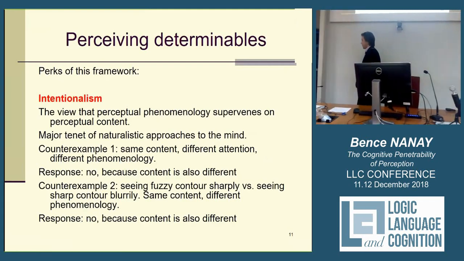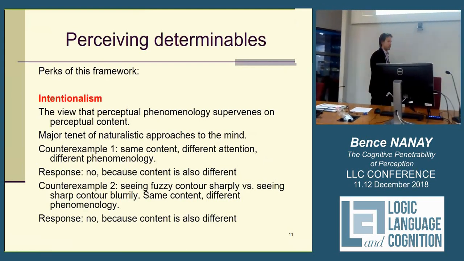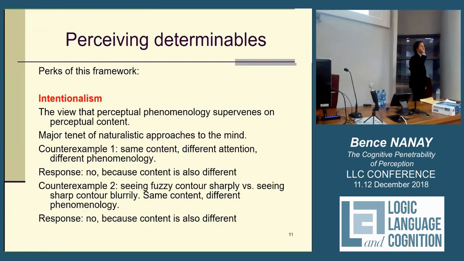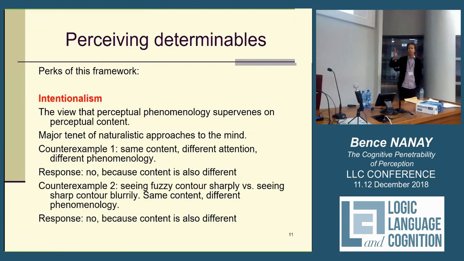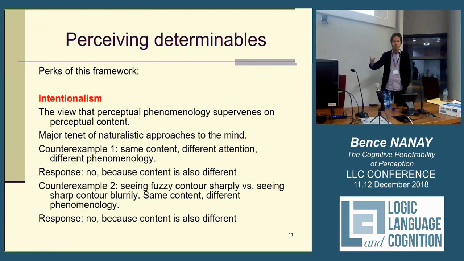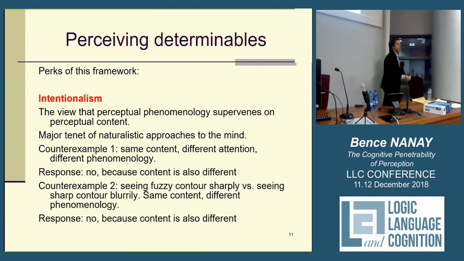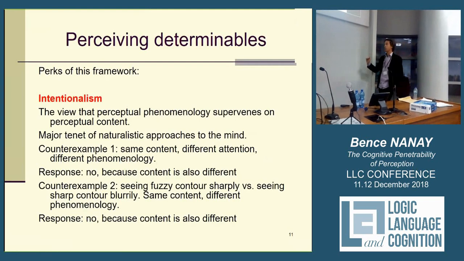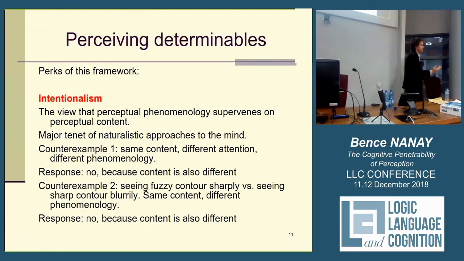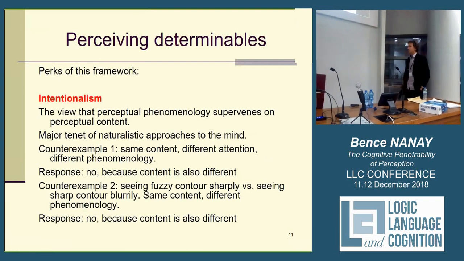So there's the other kind of counterexample that people bring against intentionalism, which has to do with blur. Here the two contrast cases are this. You see a sharp contour blurrily, so here is a sharp contour, but you take off your glasses, so you see it blurrily, or else you see a fuzzy contour clearly with your glasses. So it seems like, again, same content, different phenomenology. So that's a counterexample to intentionalism.